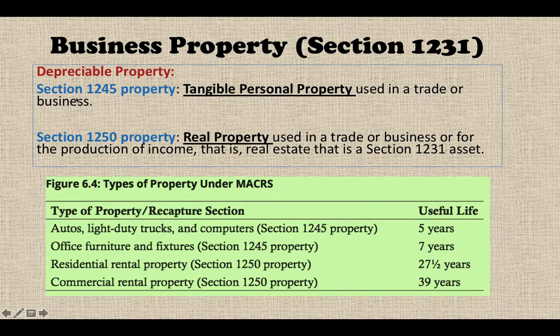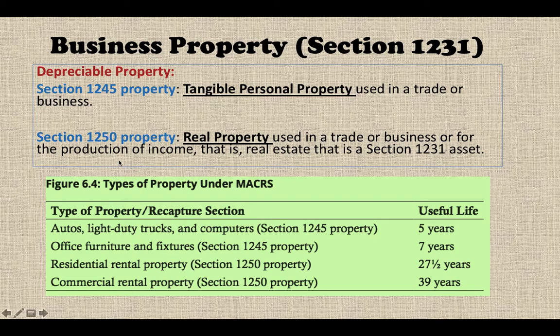So what is Section 1245 property? They are tangible personal properties used in a trade or business. You would say it's depreciable tangible personal property used in a trade or business. So intangible property like patents and copyrights are not included in Section 1245.